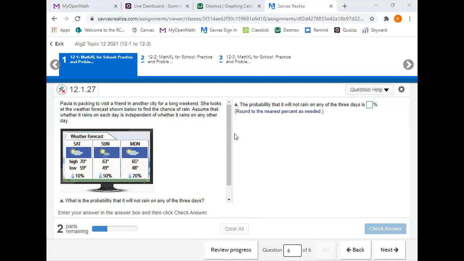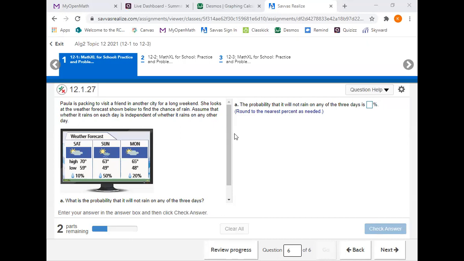Okay, one of these multi-step problems. So we've got Paula, she's going to take a visit to see a friend in another city. Saturday, there's a 10% chance of rain, Sunday, a 50% chance of rain, and Monday, a 20% chance of rain. And the question says, what's the probability that it will not rain on any? So you want it to all happen to all of them.